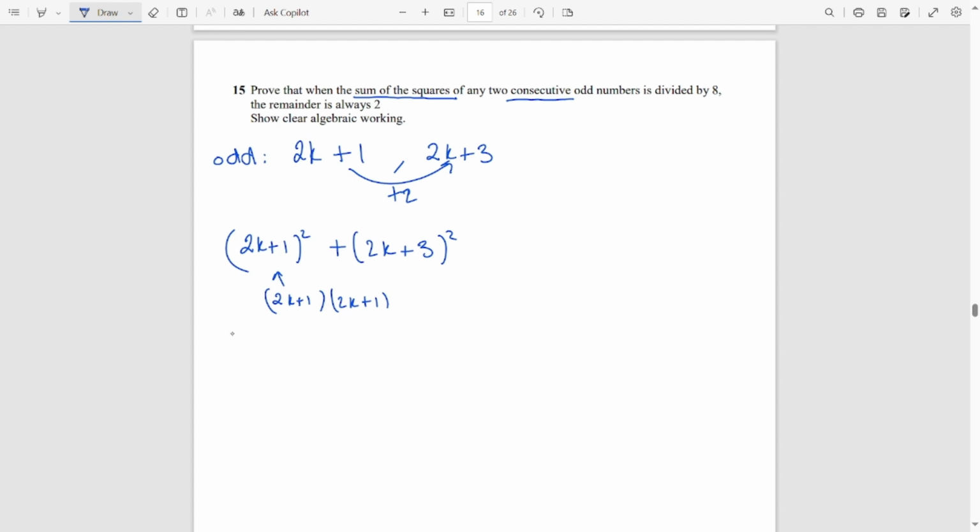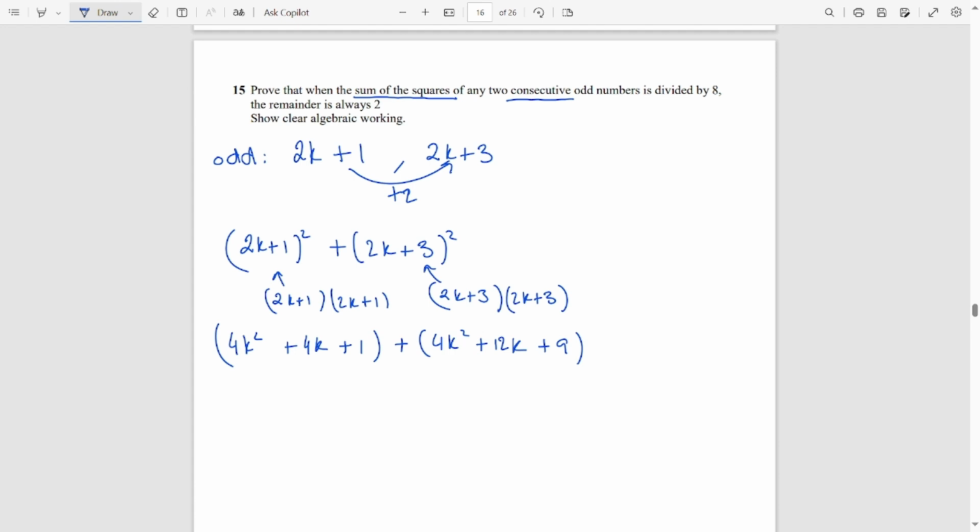And you will get 4k squared plus 4k plus 1. That's the first set of brackets, and then we're going to expand this, and this is 2k plus 3 multiplied by itself. And again, you can use smiley face or FOIL or a grid, and you will get 4k squared plus 12k plus 9.